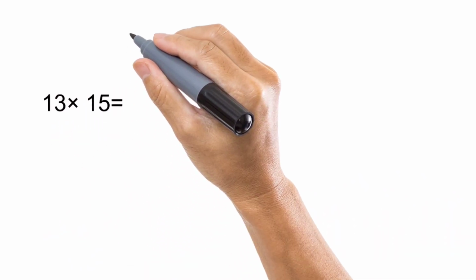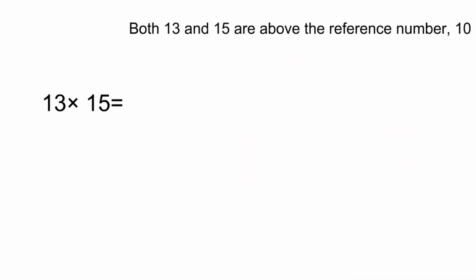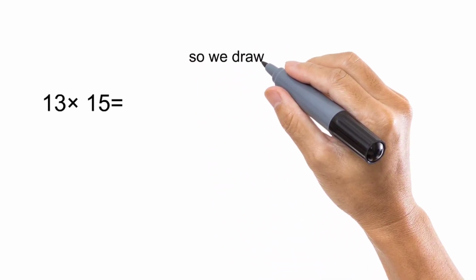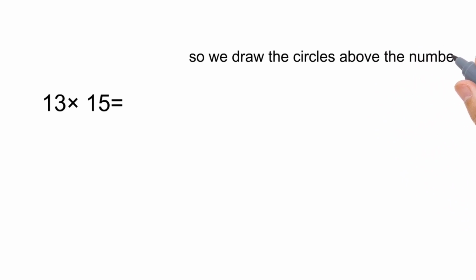Write down 13 into 15. Both 13 and 15 are above the reference number 10. 13 is more than 10 and 15 is more than 10. We have to draw two circles above the numbers.